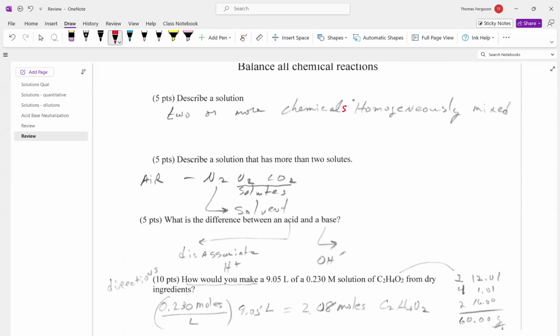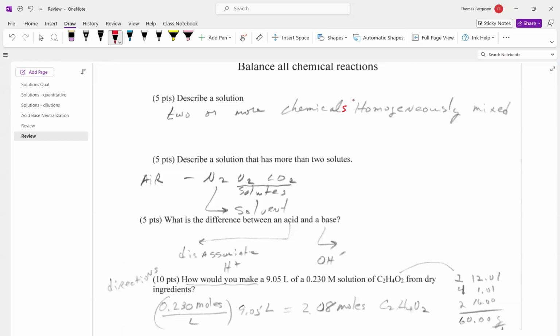Describe a solution that has more than two solutes. A solution is made up of two things, solvent and solutes. There's only one solvent, that's the one that's most abundant. Solutes are then mixed in with the solvent. You can have a minimum of 1, but it can go up to 50. A good example of a solution that has multiple solutes is the air we're breathing. It's got nitrogen as a solvent because that's the predominant gas.